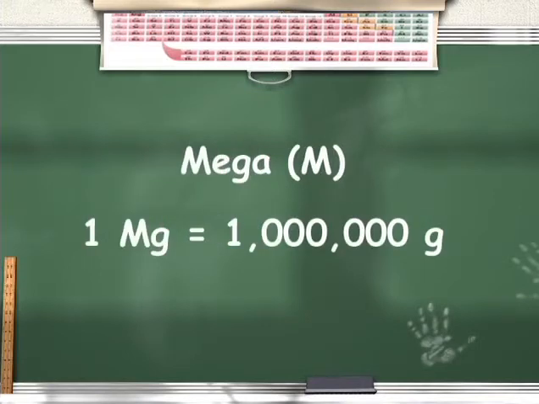The next metric prefix we want to learn is mega, which is abbreviated with a capital M. A megagram is larger than a gram, so we want to think about how many smaller grams are equal to 1 larger megagram. The metric fact associated with the prefix mega is that 1 megagram equals 1 million grams.